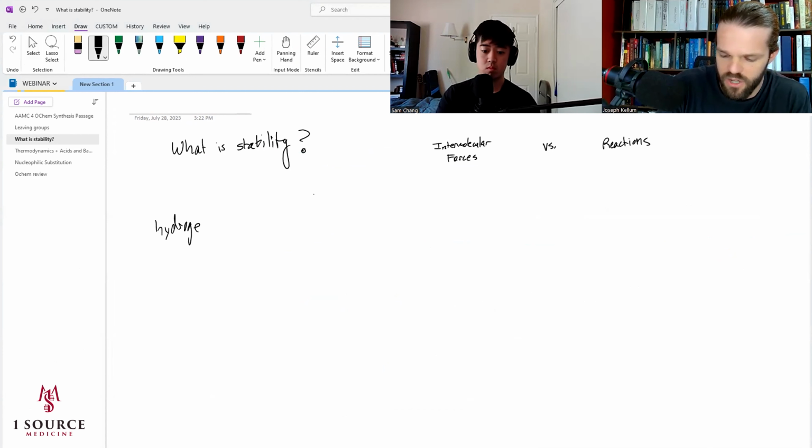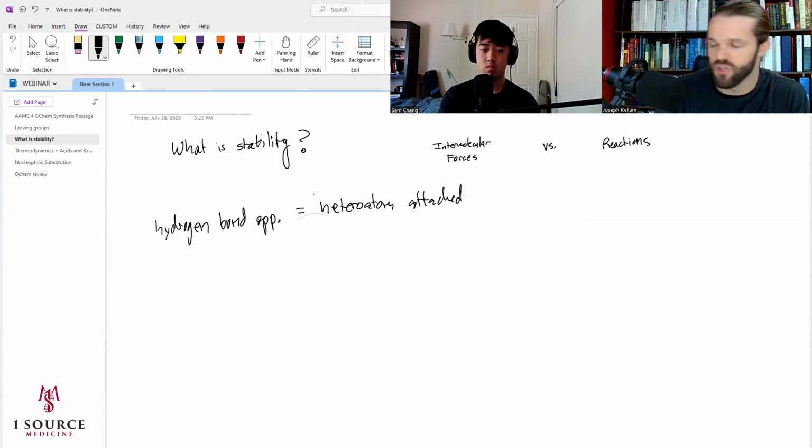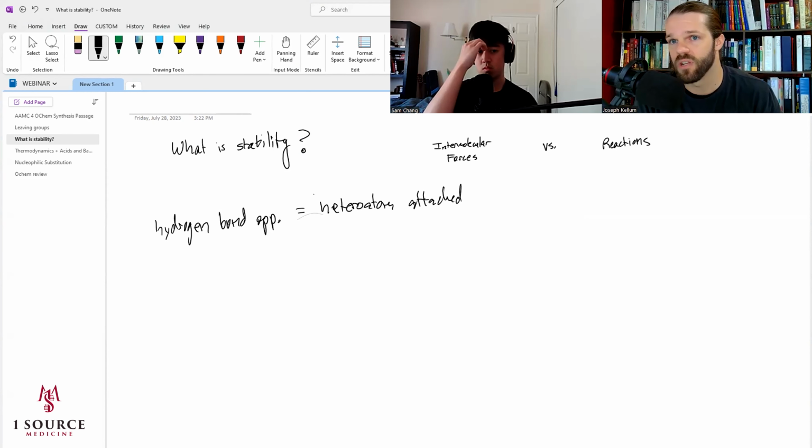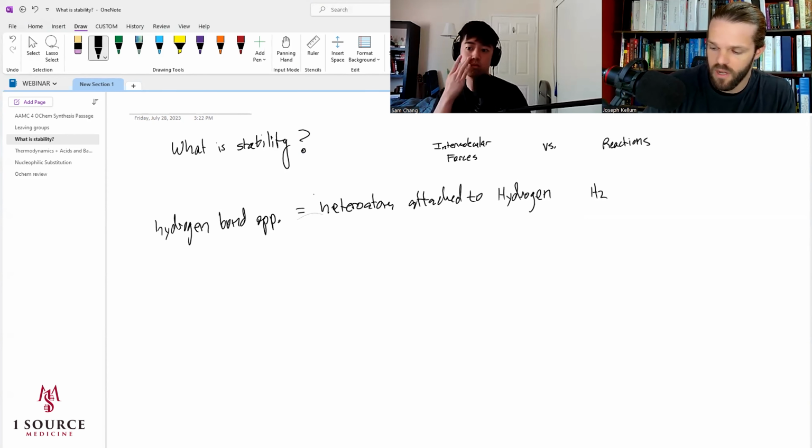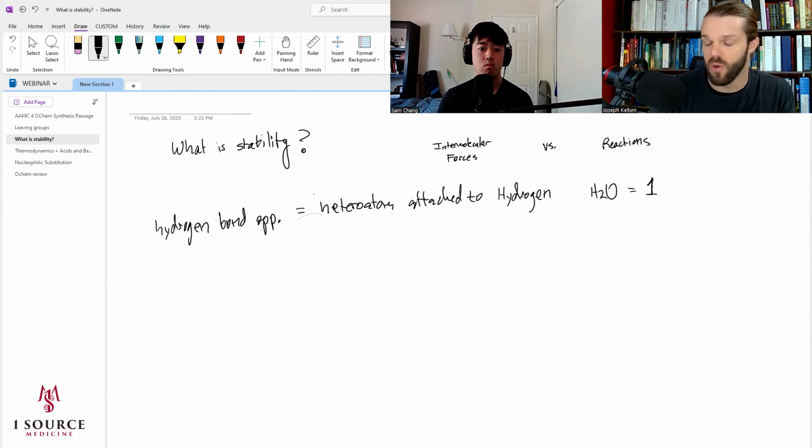What a hydrogen bond opportunity is, I'm just going to write a hydrogen bond op. Hydrogen bond opportunity equals the number of heteroatoms attached to hydrogen, meaning nitrogen, oxygen, fluorine, more or less, attached to hydrogen via covalent bonding. So if you want to determine whether a molecule is likely to be soluble in water, you just want to count up the number of hydrogen bond opportunities on that molecule. For instance, if we were to look at water, the number of hydrogen bond opportunities here equals 1, because we have that one oxygen that is attached to 2 hydrogens.